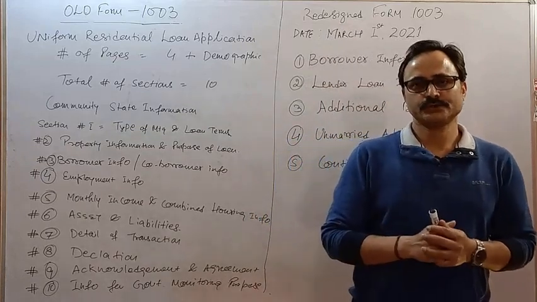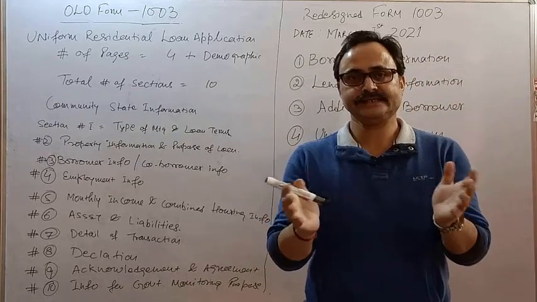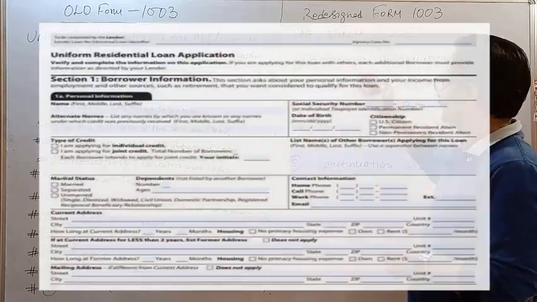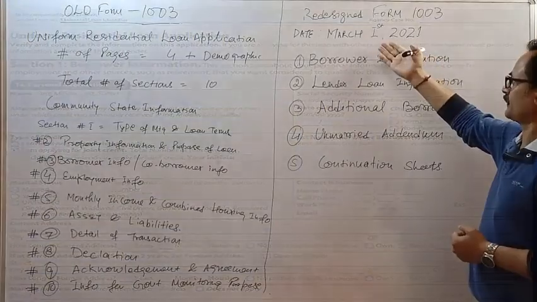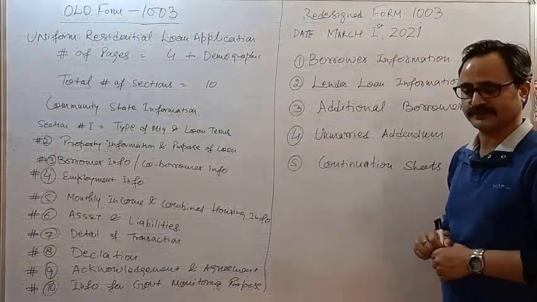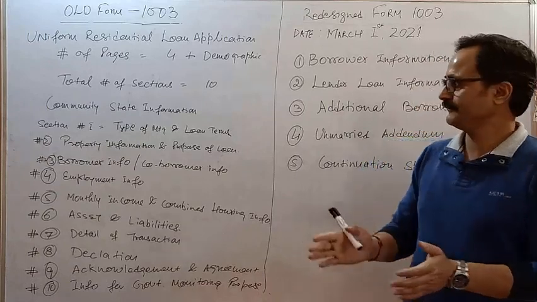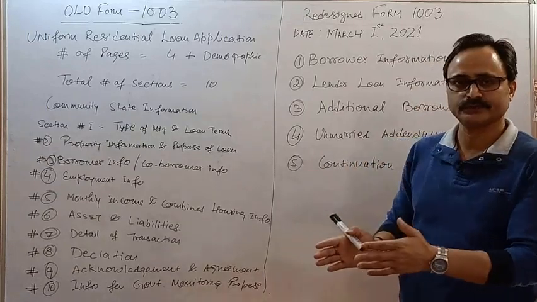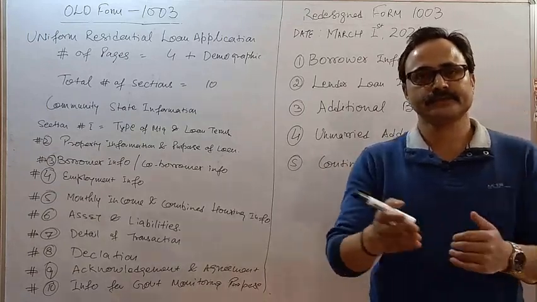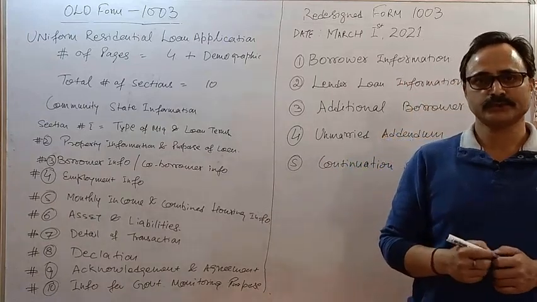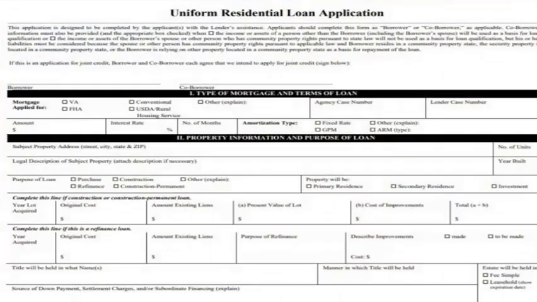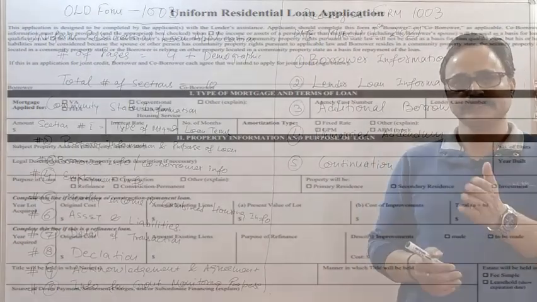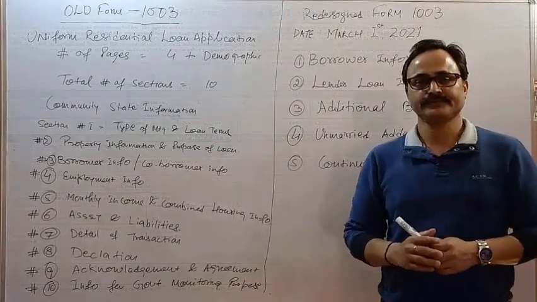Today we are going to talk about the new redesigned 1003. The new redesigned 1003 is being implemented from March 1st, 2021, right? So what is the difference between the new 1003 and the old 1003, which is being eliminated from the 1st of March 2021, and what will happen to the old applications that have been signed before March, or those signed till 28th of February, right?